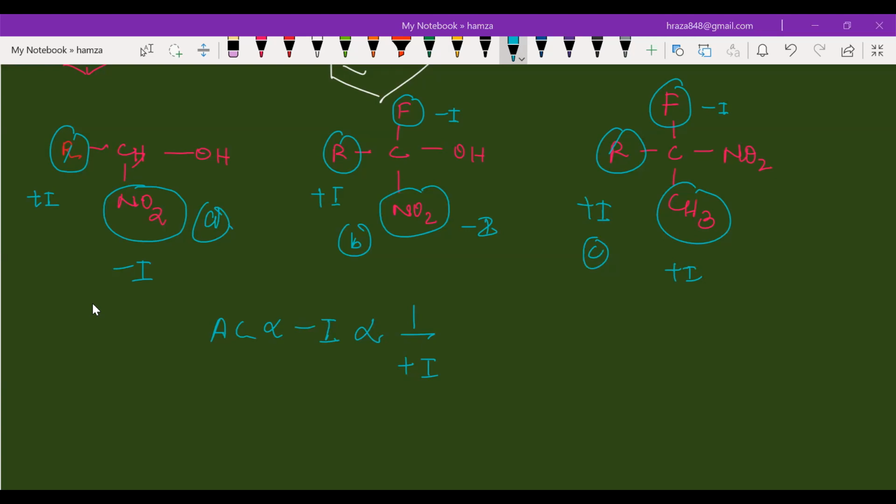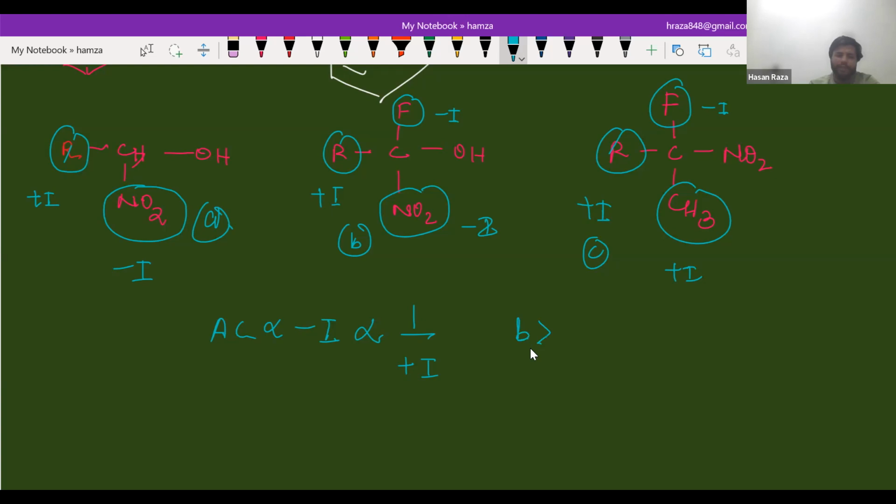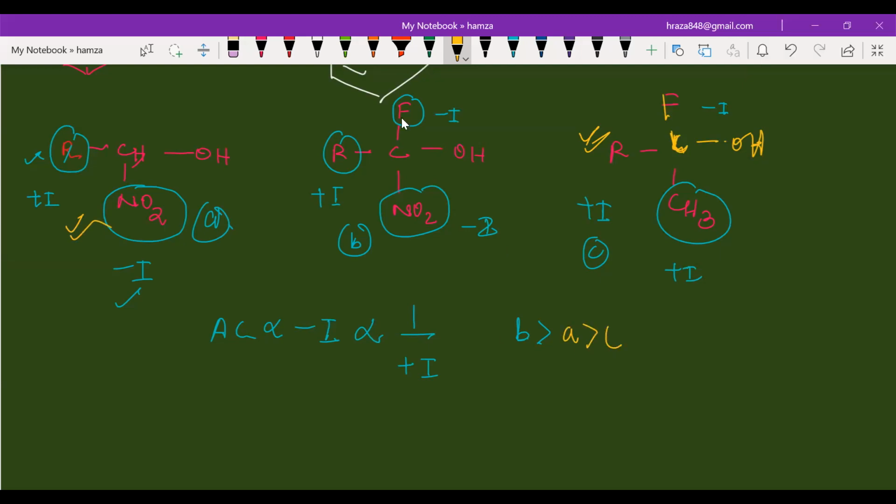B is the strongest. This is the strongest acid. Then what do you think, A or C? C. See, this has minus I effect and plus I effect. This has also minus I effect, plus I effect. But you can see C has, sorry. What was here? This has 2 plus I effect. That's why it is more acidic, B, A, and then C. Is that clear, everyone? Yes, sir. Please do write it.